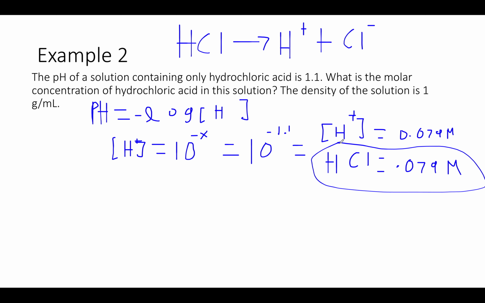And that's the answer. Because HCl is a strong acid, it dissociates into hydrogen ions and chloride ions in a 1-to-1 ratio. The hydrogen ion is what's contributing to the pH of the acid. So the pH equals the negative log of the hydrogen ion concentration. If you want to solve for the hydrogen ion concentration, you need to take the inverse logarithm to get rid of the negative. So 10 to the negative pH, which is negative 1.1, gives us the hydrogen ion concentration of 0.079 molar. The hydrochloric acid will have the same molarity because it's a 1-to-1 ratio. So the molarity of the acid is 0.079 molar.